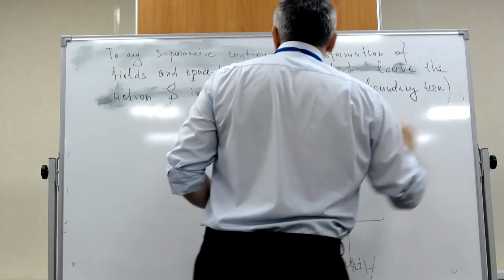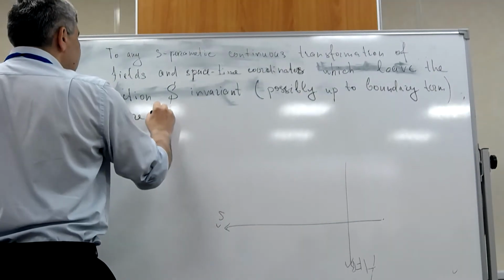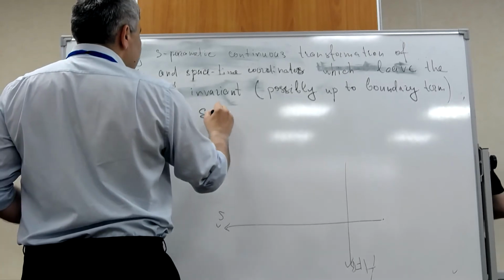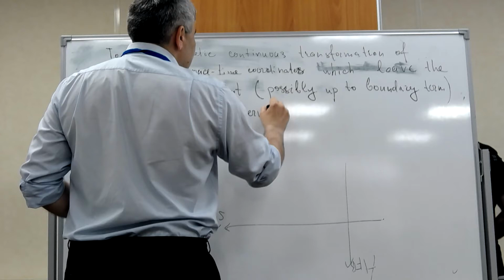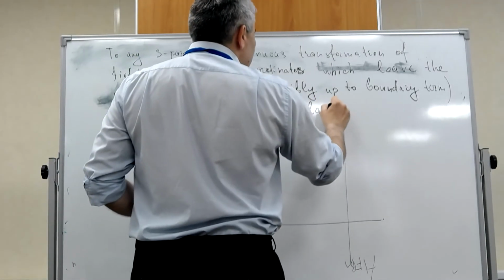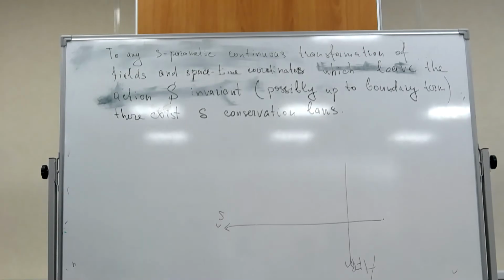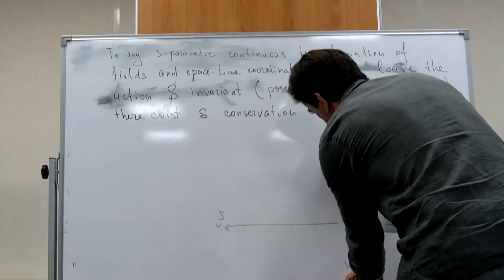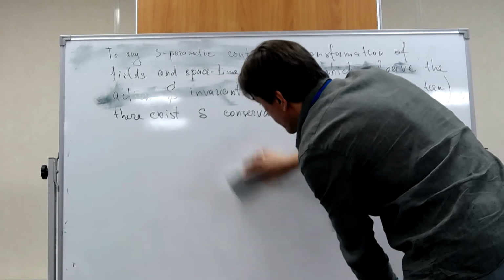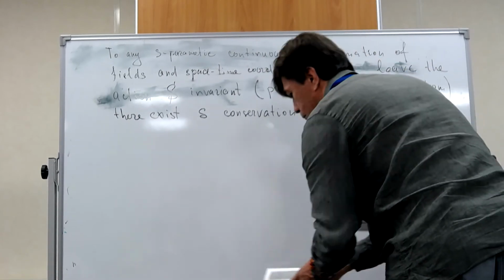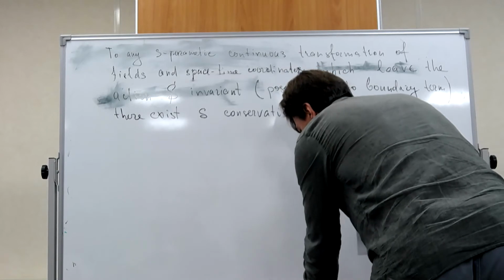To any s-parametric continuous transformation of fields and space-time coordinates, which, that is important, leaves the action invariant, possibly up to a boundary term, there exist s conservation laws. Let's make it simple. Some people use the word dynamical invariant, some people use conservation laws, but they are synonymous for me.